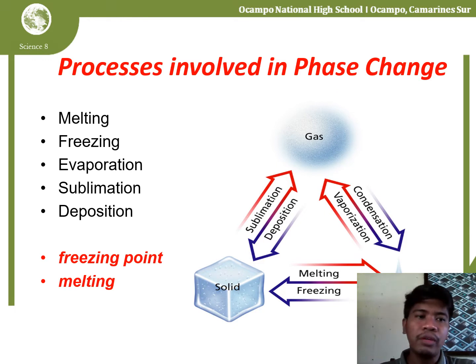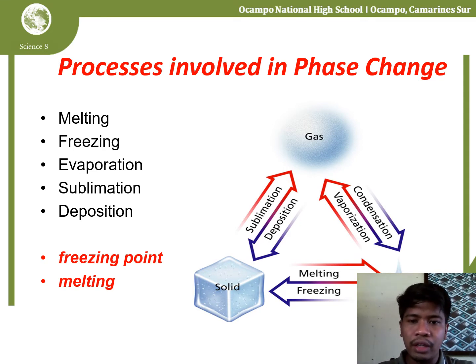Now, we have different processes involved in phase change. We have melting, we have freezing, we have evaporation, we have sublimation, and we have deposition. Okay? Now, let us discuss them one by one.